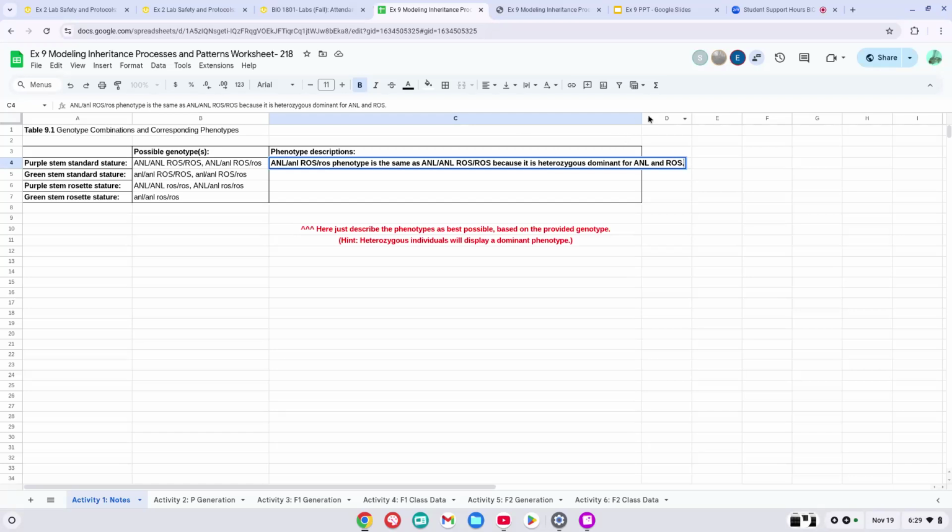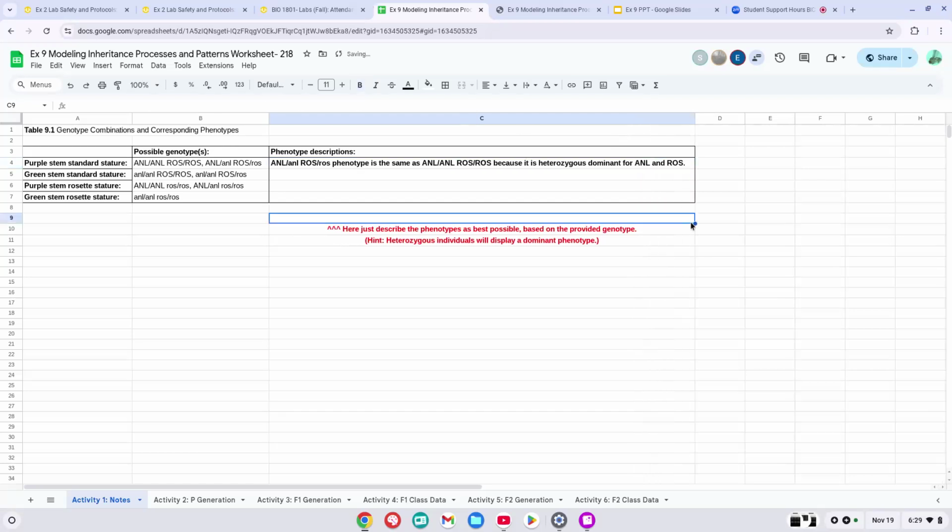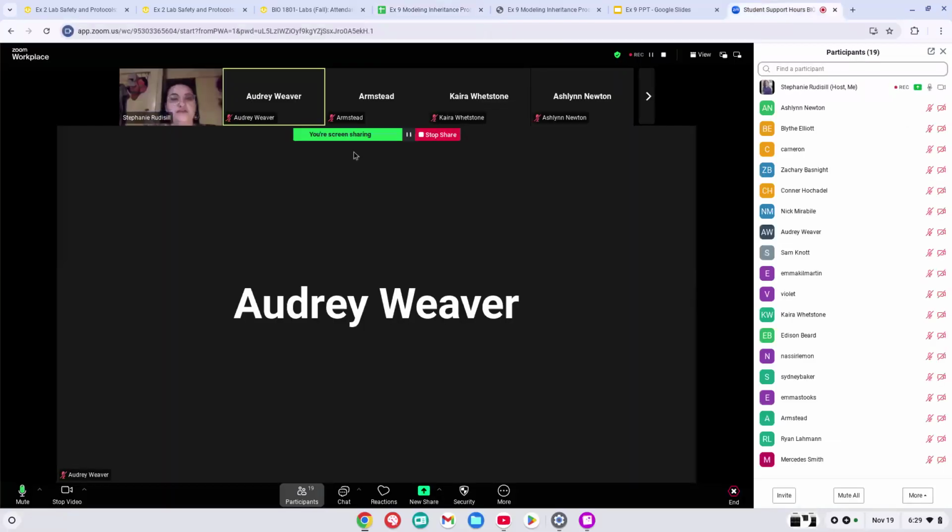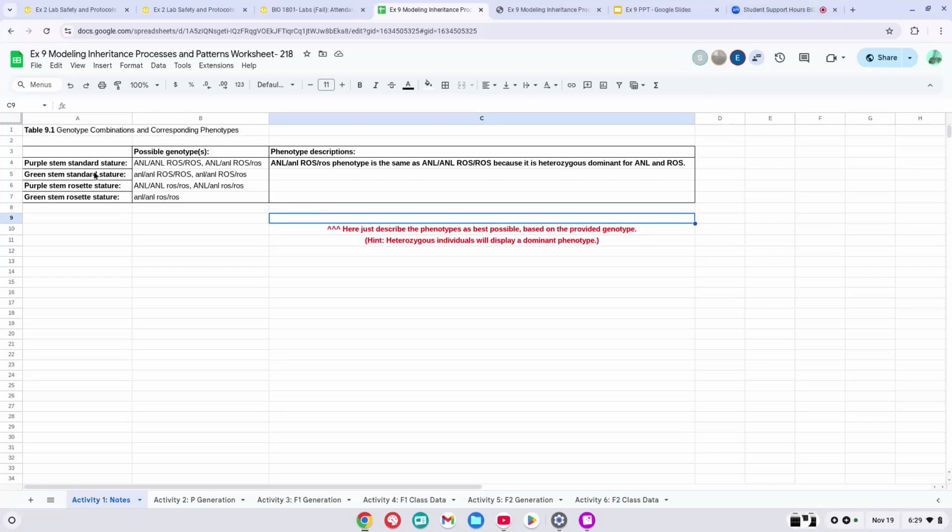And there are really no wrong answers here. This is more of just a try, but if you want to give it a shot this way, you can. So for those of you who've made a copy of this and are following along, what would you say for the green stem standard stature? Someone want to give that a try?